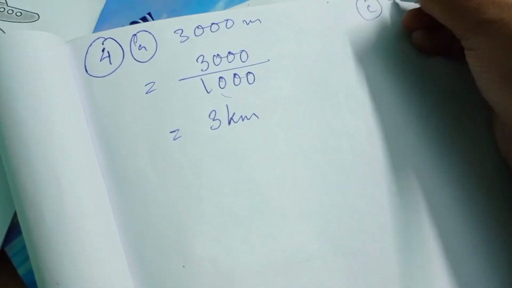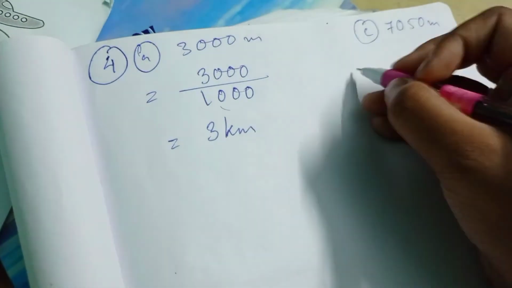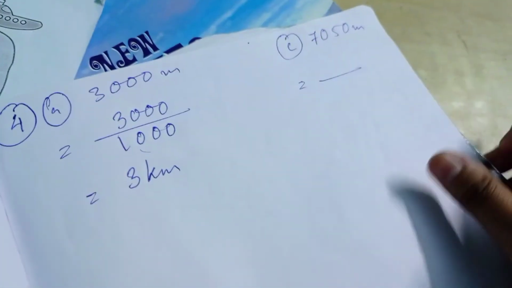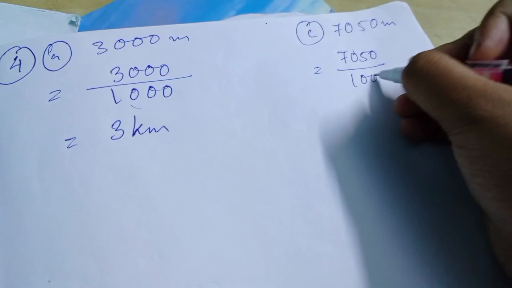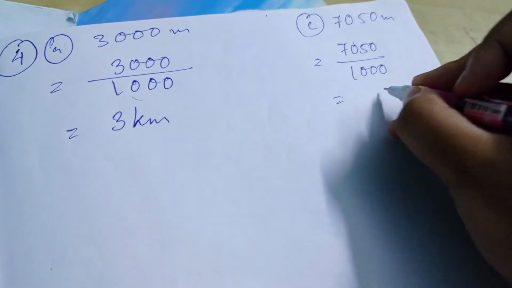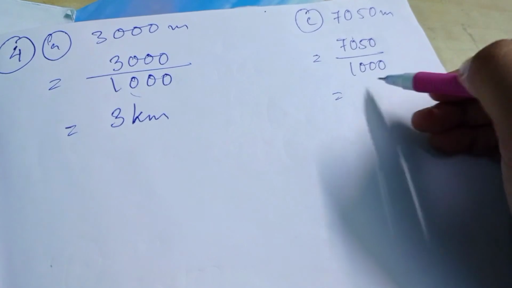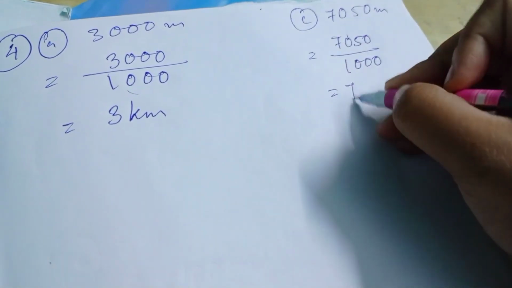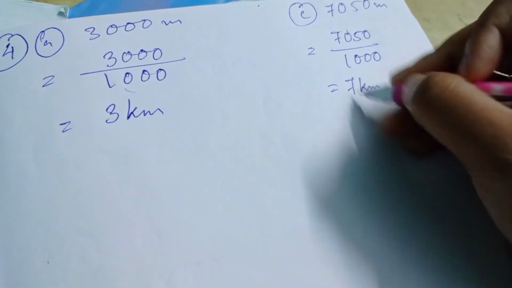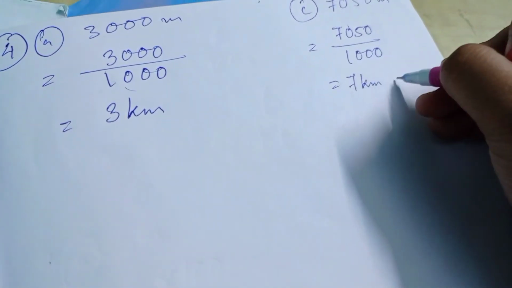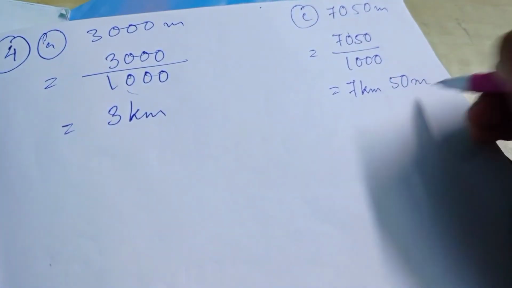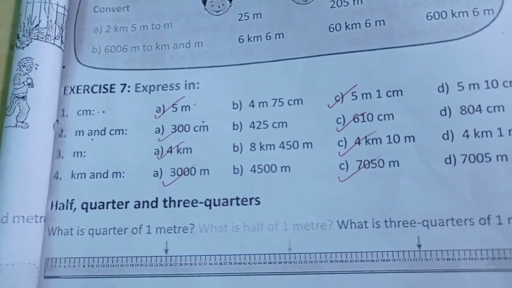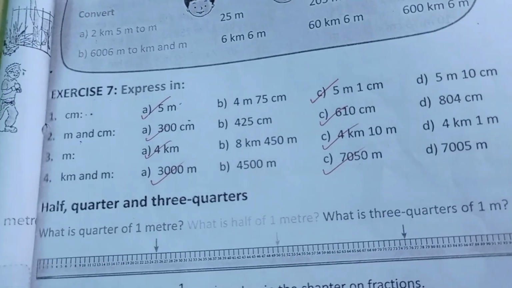Next is 7050 meter. This one also you need to divide by 1000. When you divide 7050 by 1000, three numbers from the back, or if you divide also, 7 will be the quotient. The quotient will be in kilometer, and the remainder will be 050. 050 means 50 only, 50 meter. So 7 kilometer 50 meter is the answer. This way I complete exercise number 7, and it is very simple. With this I would like to conclude. Thank you for watching.